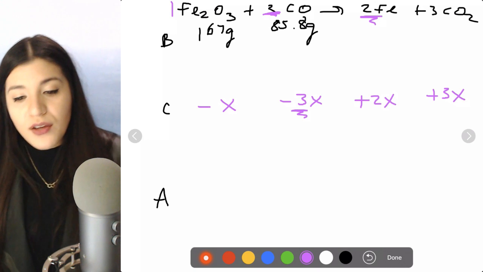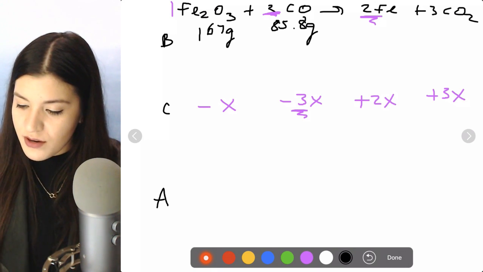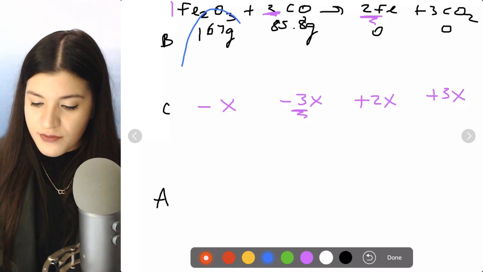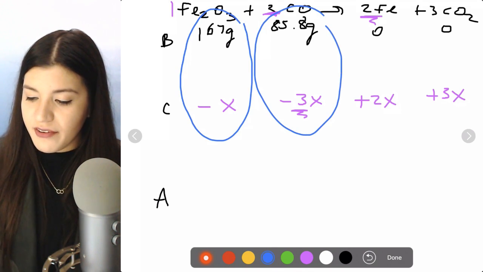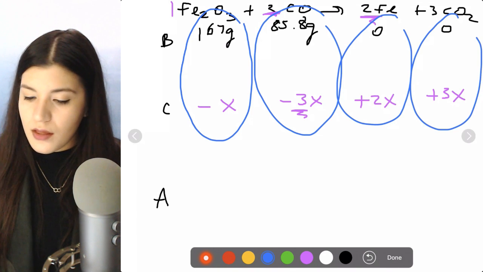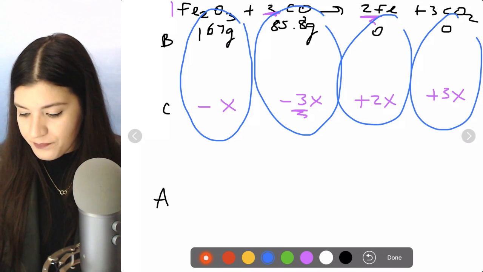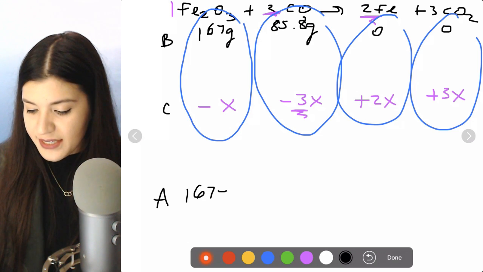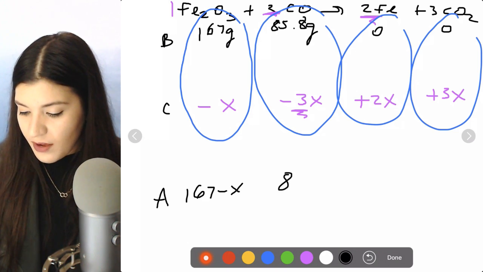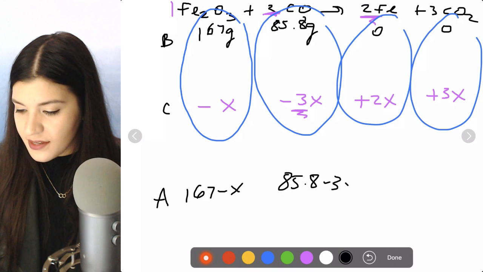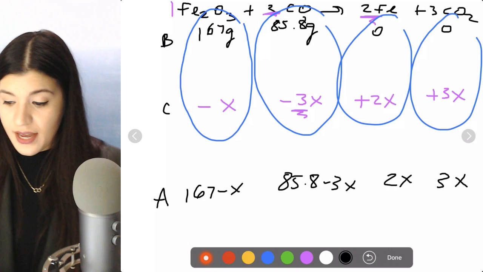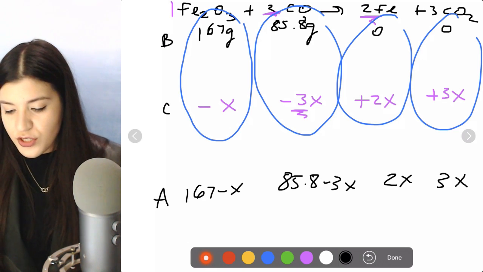And then lastly, all you have to do, and by the way, this is a 0 and 0 since we don't know how much that is. All we have to do to find the after is add everything up. So you're combining those two together. So this would have been 167 minus x. This would have been 85.8 minus 3x, and this is just 2x and just 3x. Okay, so that's how you would use a before, change, and after.